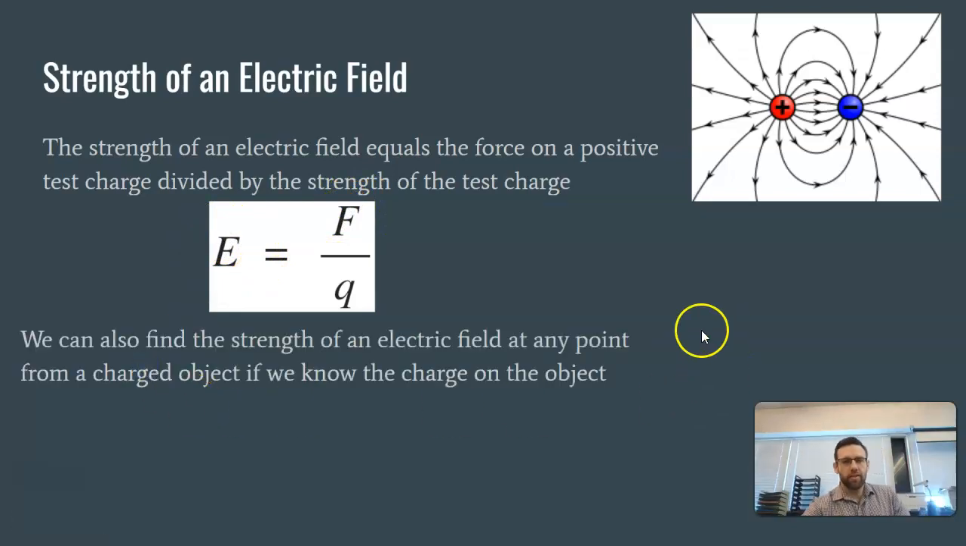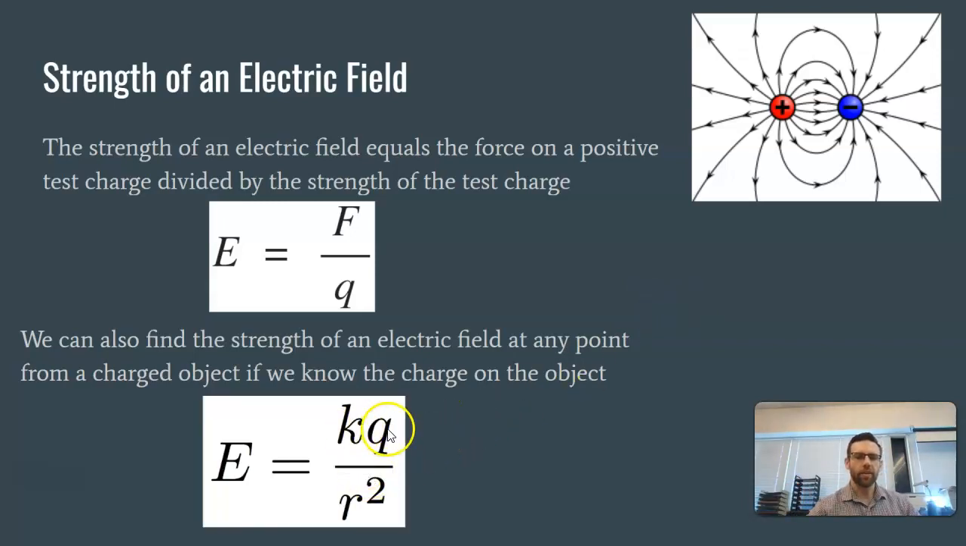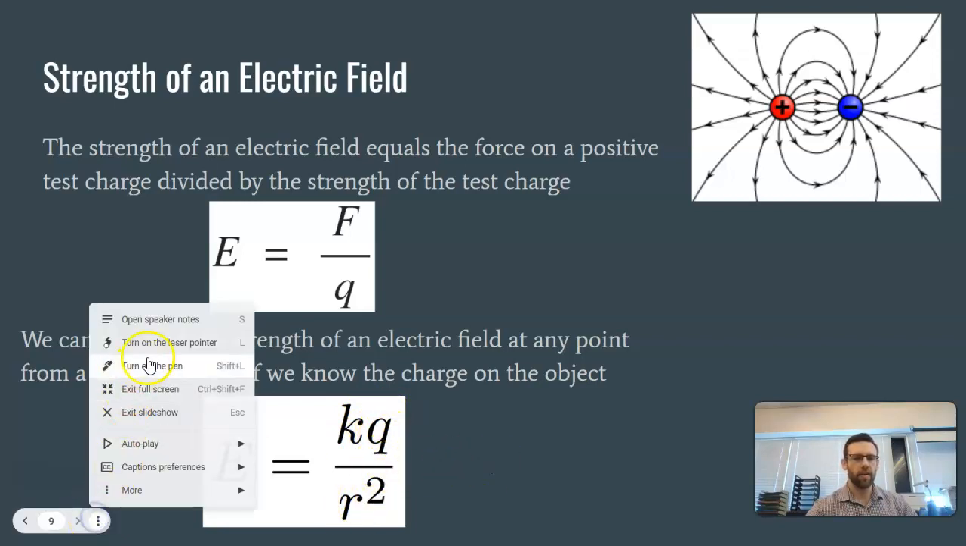Another way we can find the electric field at any point from a charged object is if we know the charge on the object. So let's say I have an object and I know the charge of that object. I can calculate the electric field around that charge. So I have a charge which is Q. I have this constant which is K. And if I know how much charge I have, I can take any point away from that charge. I can take any place around that charge.